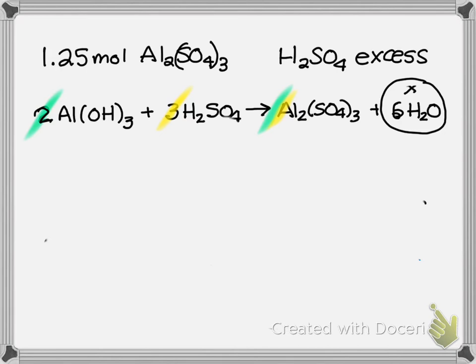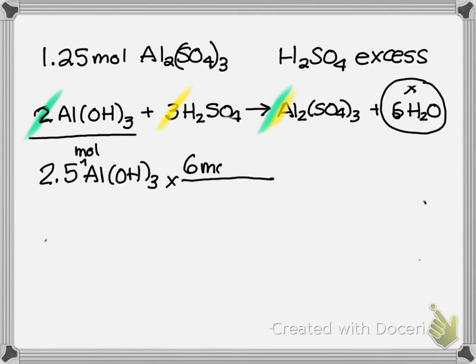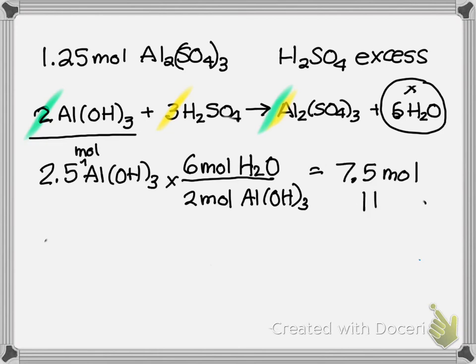I already determined that the aluminum hydroxide was the limiting reactant, and I had 2.5 moles of that. So to calculate the water, I can take the limiting reactant, because I know it's going to be limiting for the whole reaction, and figure out how much water is going to be made. That's 6 moles of water for every 2 moles of aluminum hydroxide. So 2.5 times 6 divided by 2, that's 2.5 times 3 equals 7.5. Sorry, I made it wrong earlier. 7.5 moles of water.